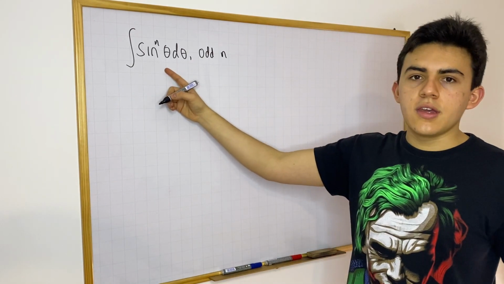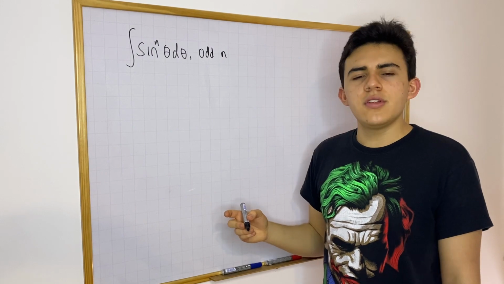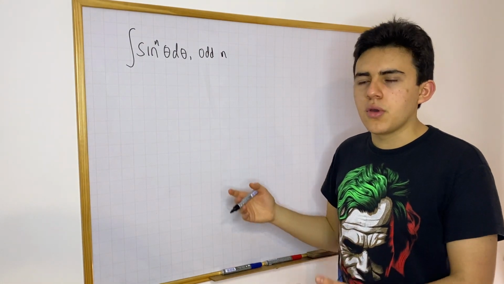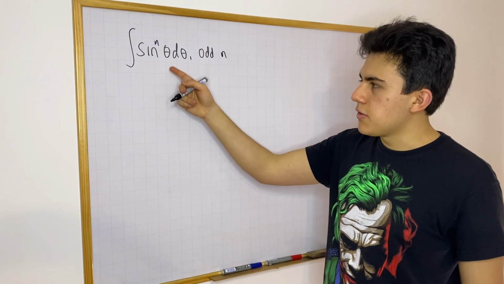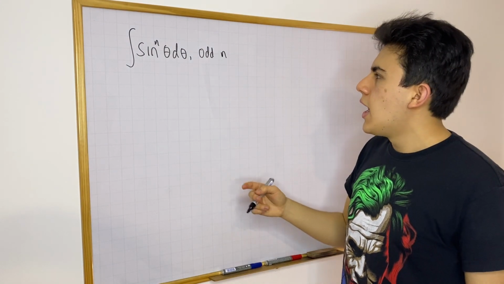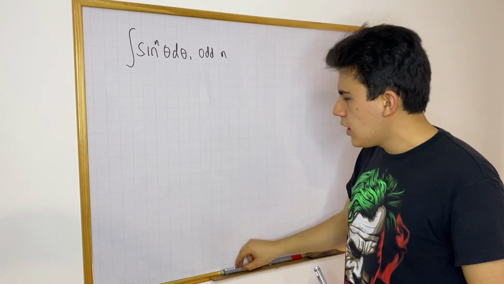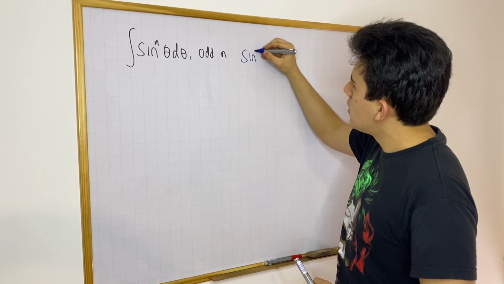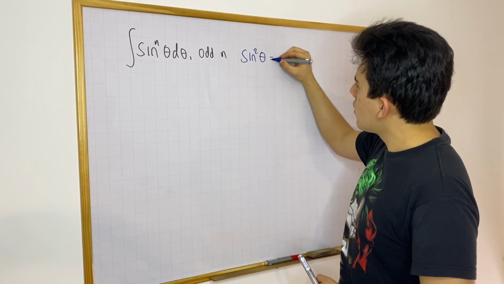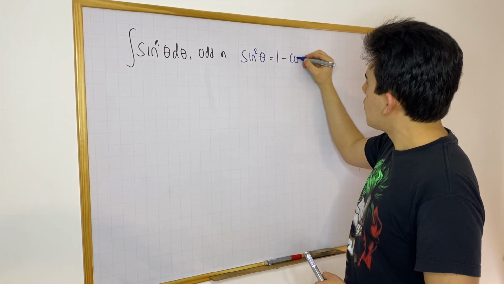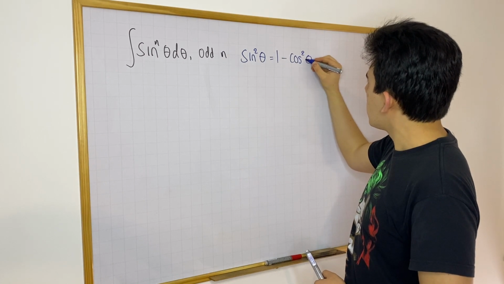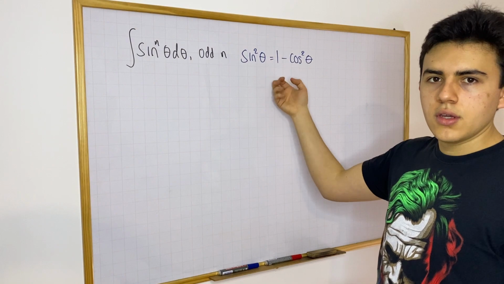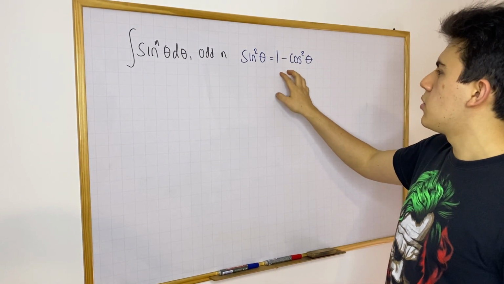So what do you do in this case? Well, there's a really, I would say, easy strategy. As long as you know about this strategy, I think integrals of this type are really easy to solve. And really, the only thing you need to use is the trigonometric identity that sine squared theta is going to be equal to 1 minus cosine squared theta, okay?